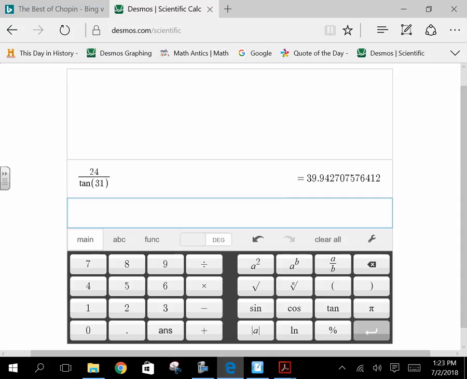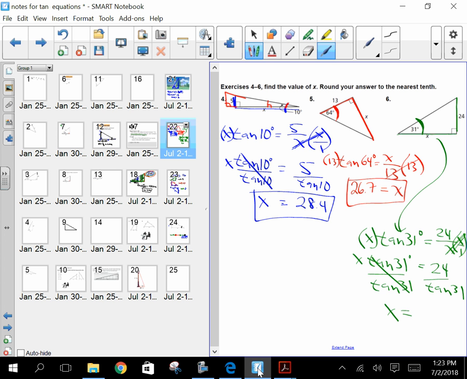Alright, so the nearest tenth. This is not 5 or bigger, so it's 39.9. With me, Cisneros? So 39.9.